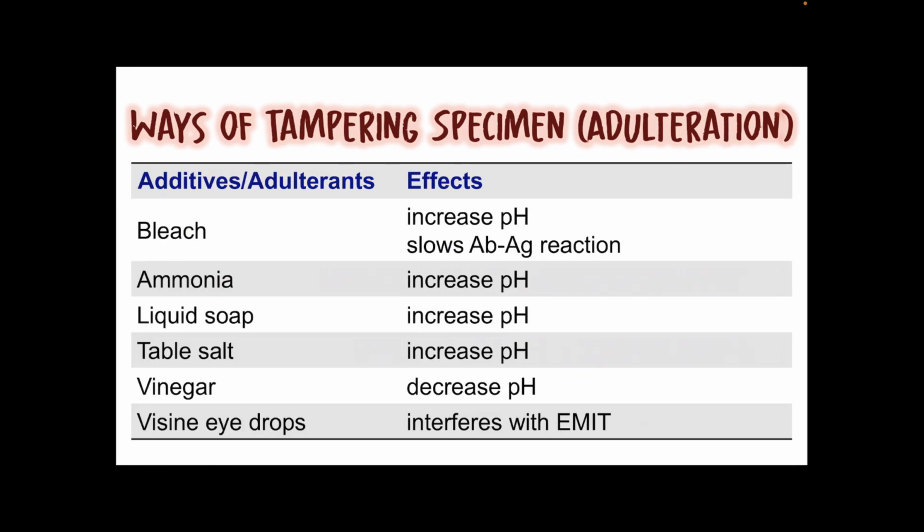So these are the additives and their effects. For the bleach, it increases the pH and slows the antibody-antigen reaction. For the ammonia, liquid soap, and table salt, all of them increase the pH. For the vinegar, it decreases the pH. And of course, for the Visine eye drops, it interferes with EMIT, or the enzyme multiplied immunoassay technique.